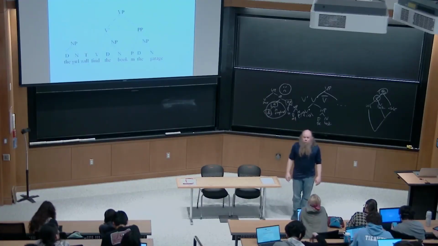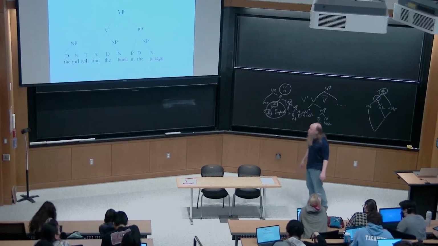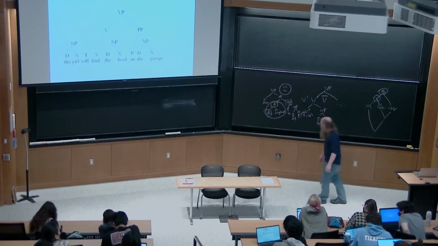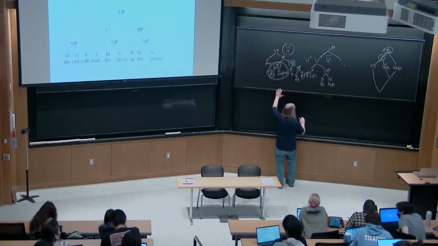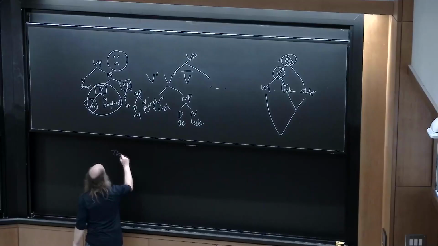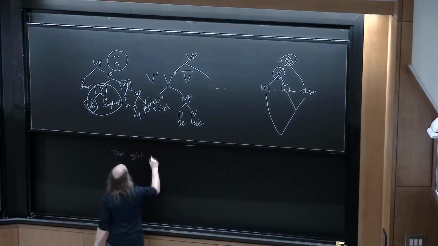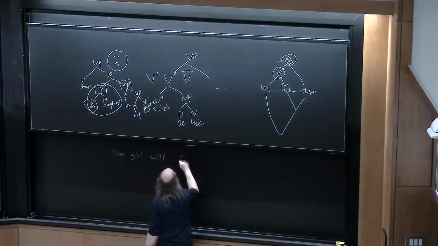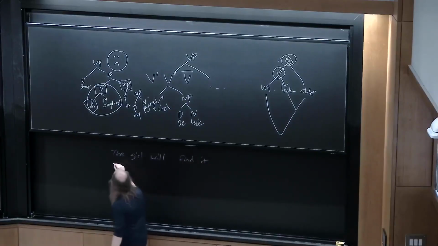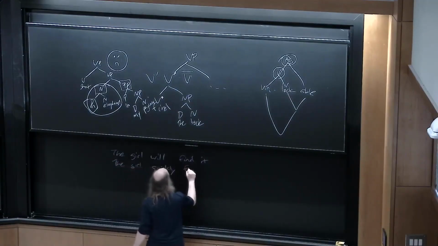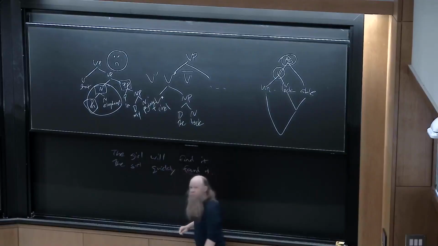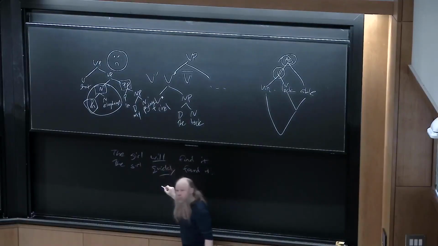So how would you differentiate tense from adverb? The girl quickly found the book in the garage. Good question. Let me give you an answer that I won't be able to explain soon, but that's a very nice question. So the girl will find it, and the girl quickly found it. You want to know what's the difference between these two things?